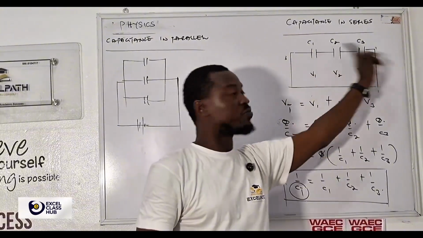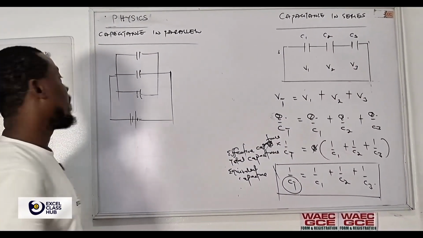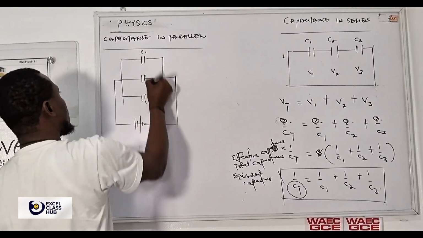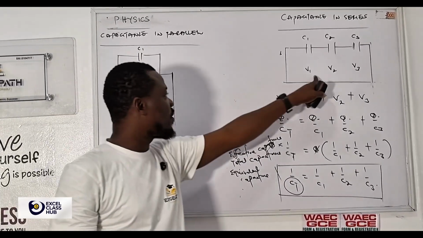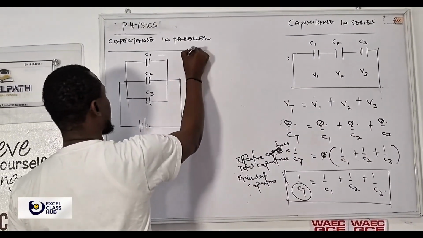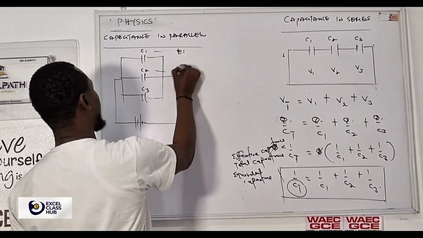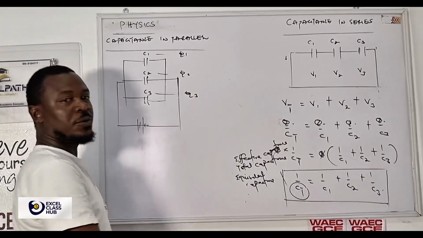Whenever you have anything straight, it is in series. But if you have something like this, it is in parallel. At the same time, these can be C1, C2, C3. This one is across V1, V2, V3, while this one will be across Q1, this one across Q2, and this one across Q3.